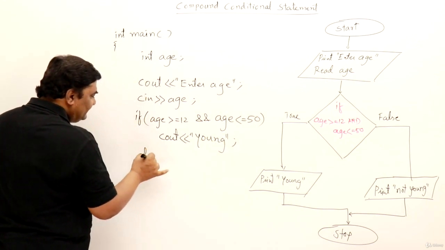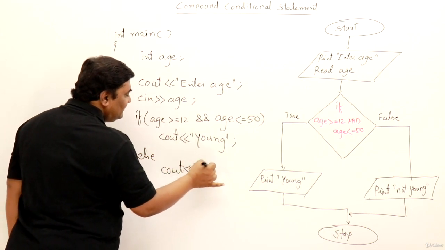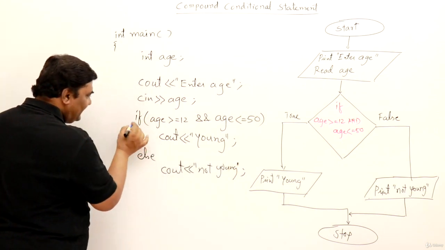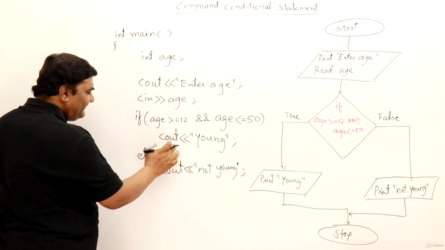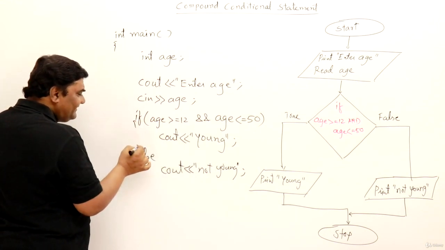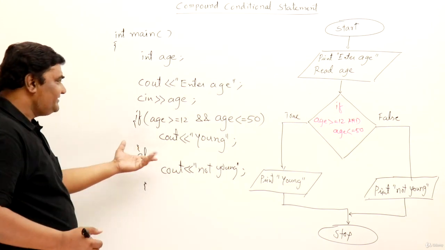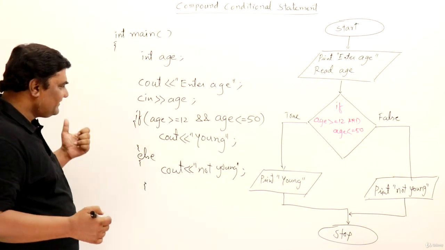Then else cout not young. See here, I have not used flower brackets. I am not using these flower brackets. So if you have a single line inside if and a single line inside else, there's no need for flower brackets. Otherwise, writing flower brackets is a good practice. If you don't have more than one statement, just one statement, you can skip them. So you can write without flower brackets also.